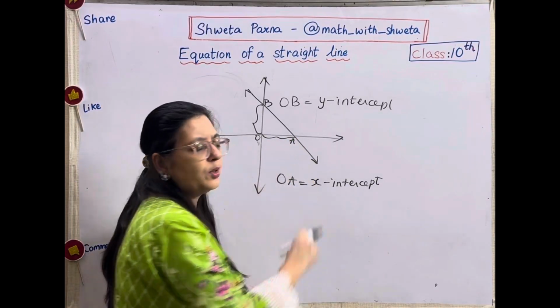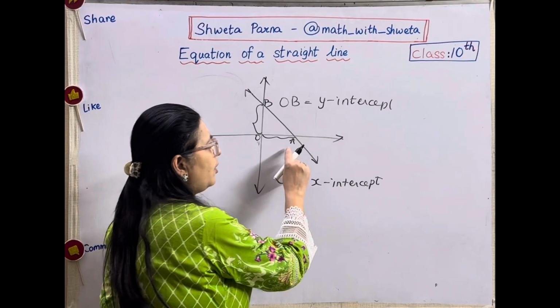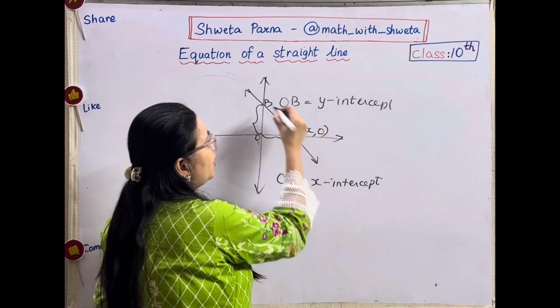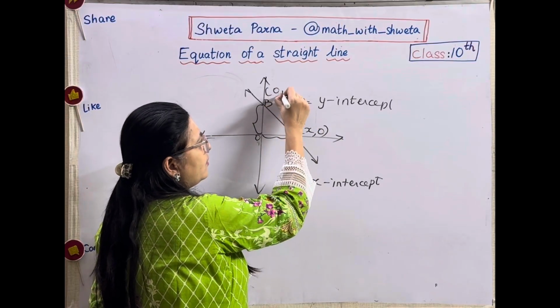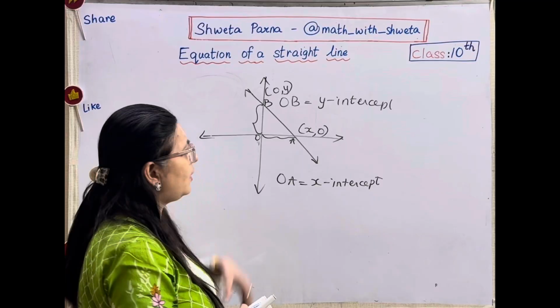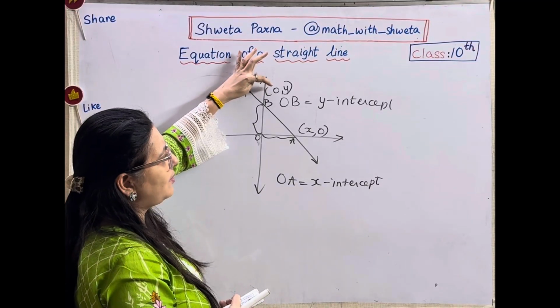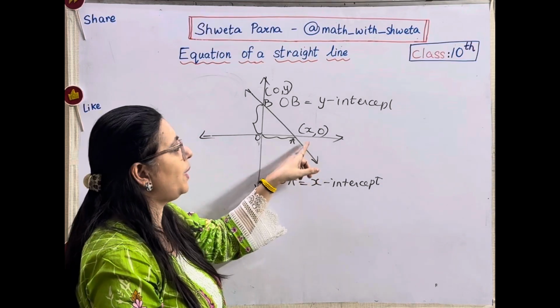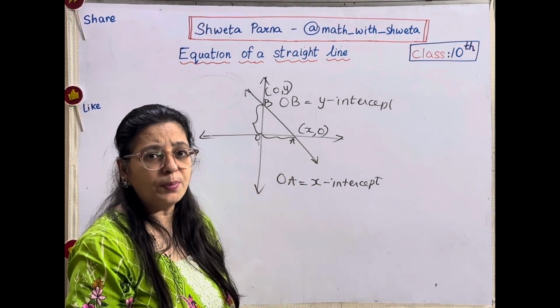Now, how do you put the coordinates for the point which is A? Here the coordinate would be x, 0. Here the coordinate would be 0, y. So, if a point is on the x-axis, always the coordinate would be x, 0, and if it is on the y-axis, it would be 0, y. Okay, I hope it's clear.